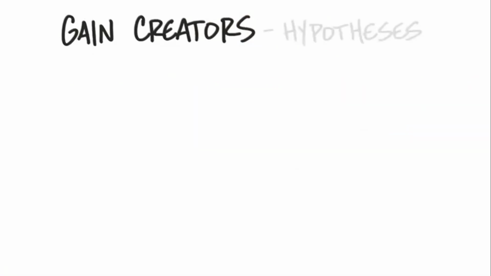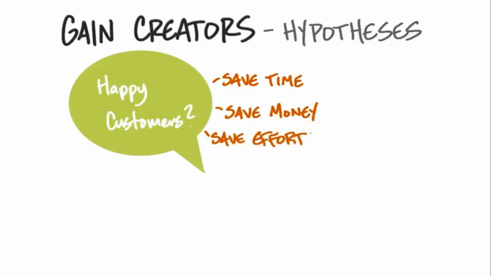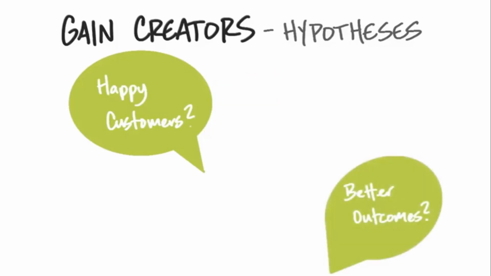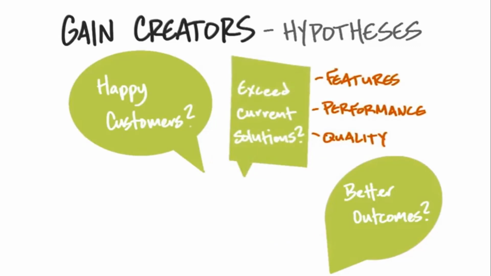So again, you're going to start with your hypotheses. What makes the customer happy? That is, are you going to create savings in time or money and effort? Is this a product that delights them, because the outcome is better than you could even imagine, better quality, or more of something, or less of something they didn't like? Does it just simply outperform current solutions that delight a customer?